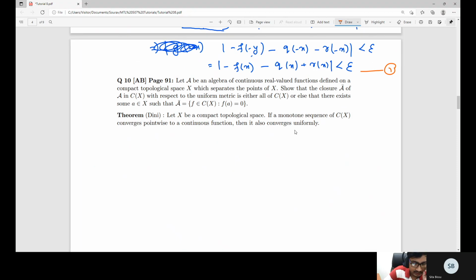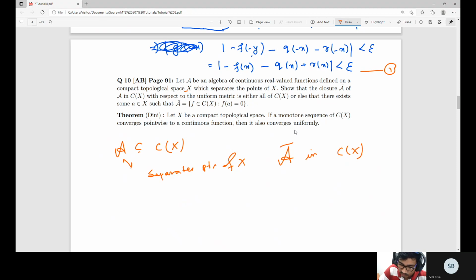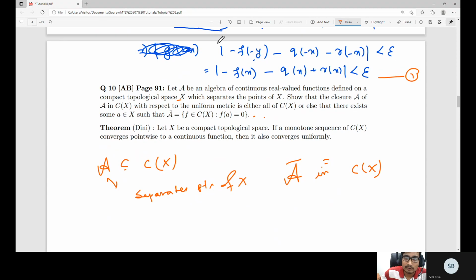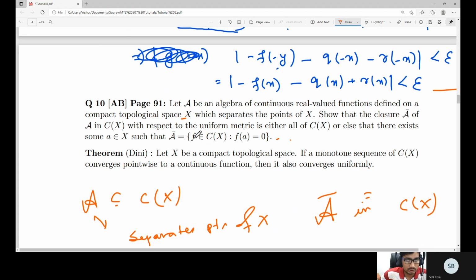Similarly, you have an algebra of continuous real valued functions, and you have a topological space X. So this script A is a subset of C(X) actually. And again, this separates points of X. You have to show that the closure in C(X) is either the same or this one. Now tell me one thing, this problem consists of the arguments from Stone-Weierstrass theorem. But why we cannot apply Stone-Weierstrass theorem directly?